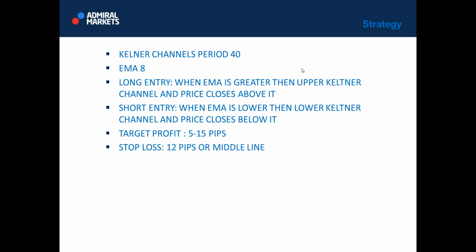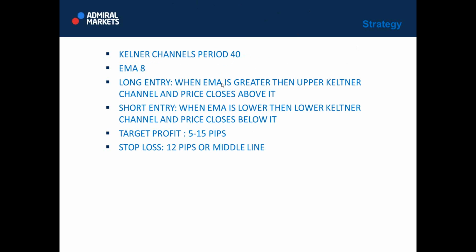Now, how does this strategy look? First, we have Keltner Channels 40 period. Okay, write this down or take a screenshot because you will be using this. You can try to scalp this strategy. When you open Keltner Channels, you need to set the period to 40. And you just need to put EMA 8, exponential moving average.